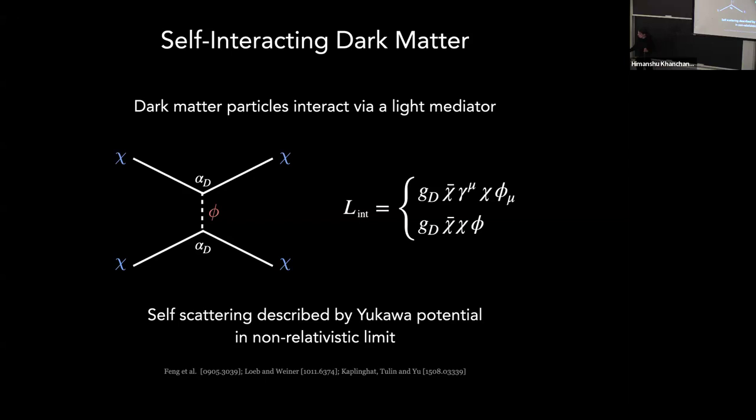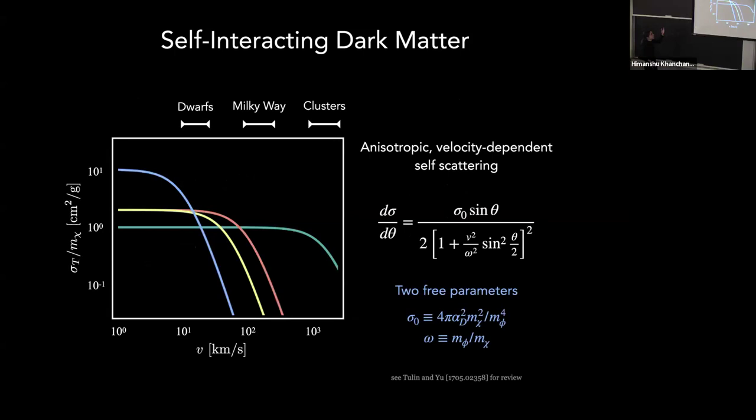Going through this quickly, in these kinds of scenarios, you end up with a self-scattering cross-section that depends on particle velocity. So in this illustration, we have the self-interaction cross-section as a function of velocity. Each one of these curves is just the cross-section for different values of the free parameters sigma naught and omega. As I vary sigma naught and omega, they set on which velocity scale the self-interactions are going to be most pronounced.